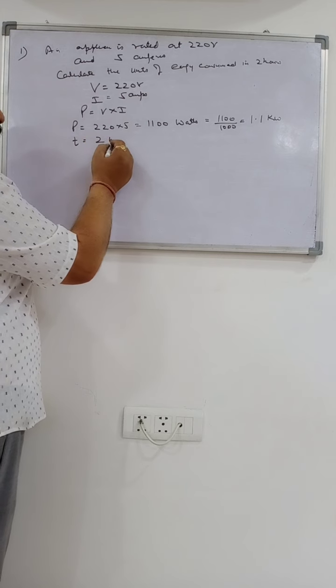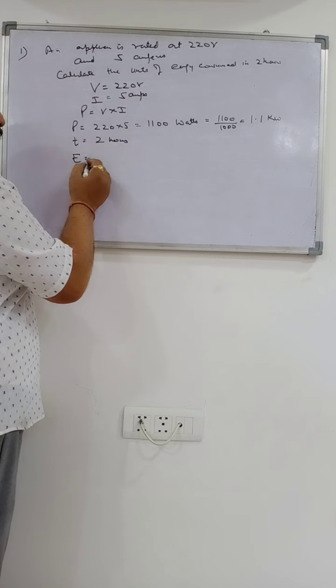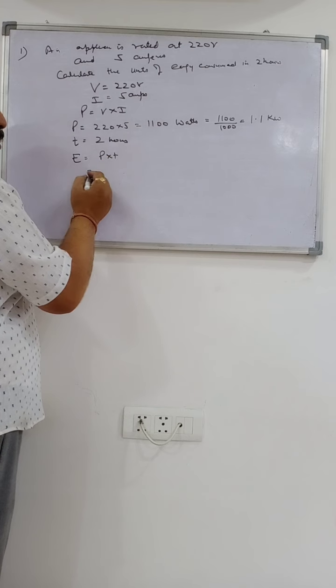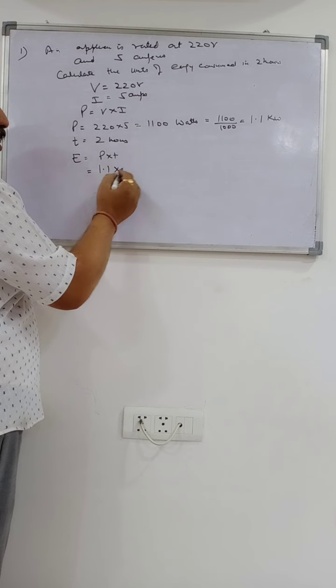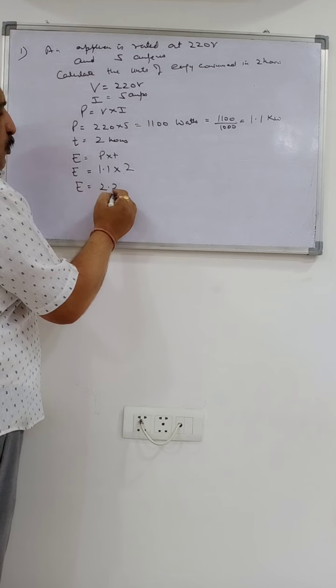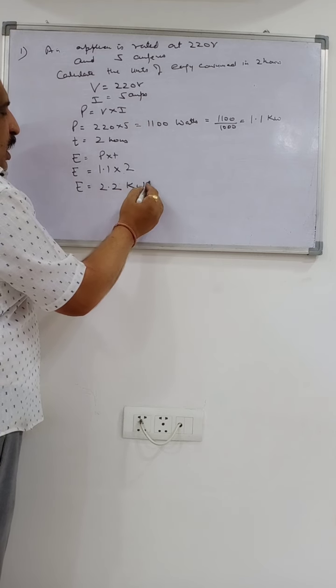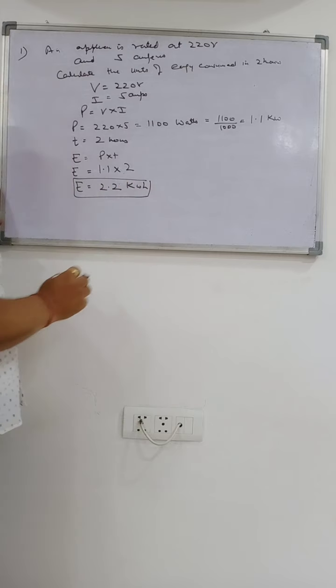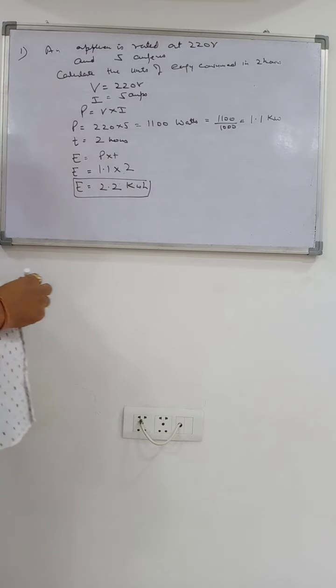Time is 2 hours. So what is energy equal to? Power into time. Power is 1.1 into 2. So energy is equal to 2.2 kilowatt hour. Mind you, this is not joules. Why? Because we have taken the power in kilowatts.